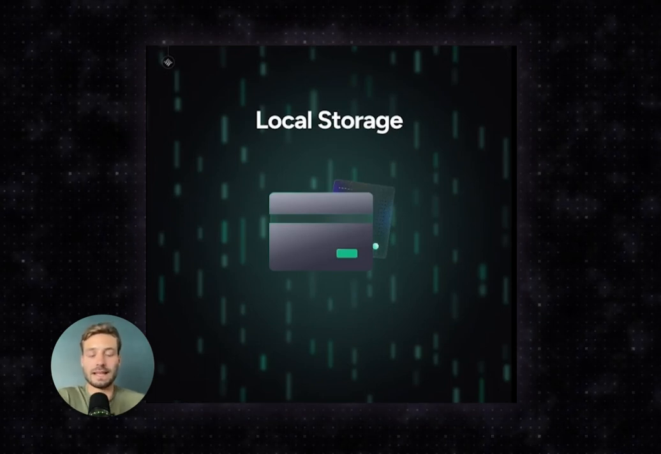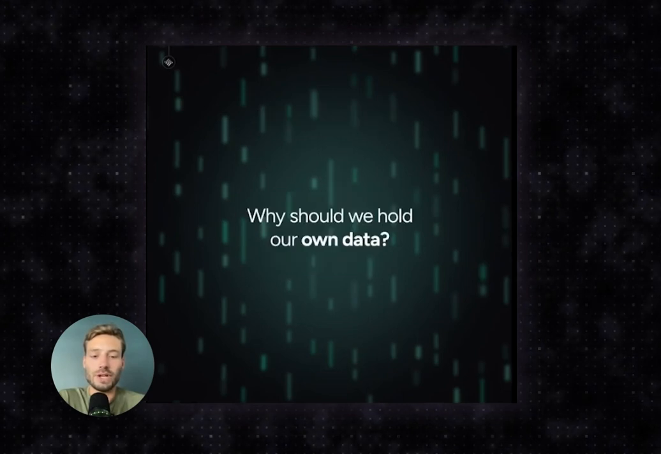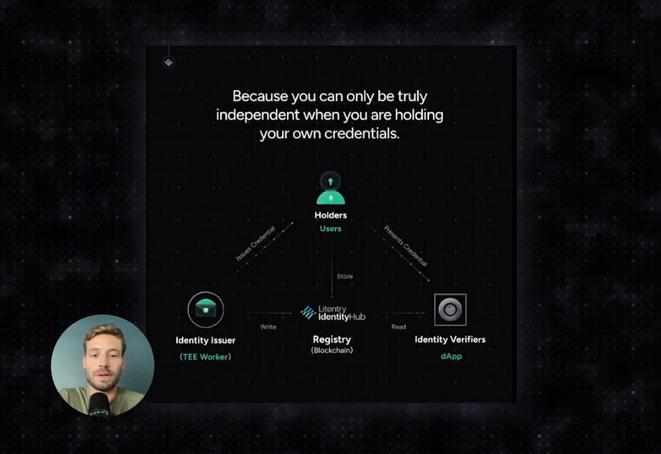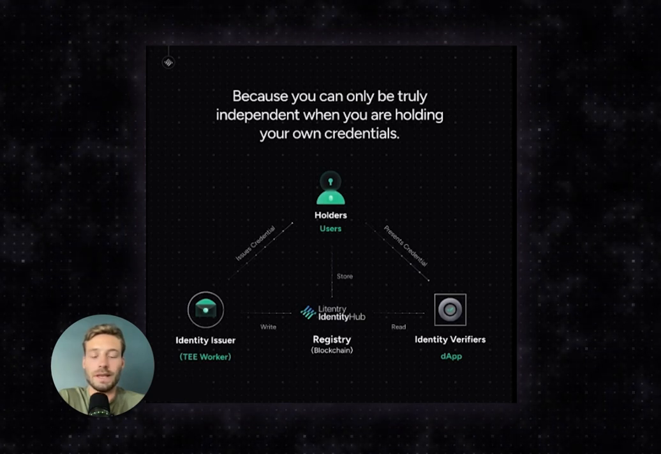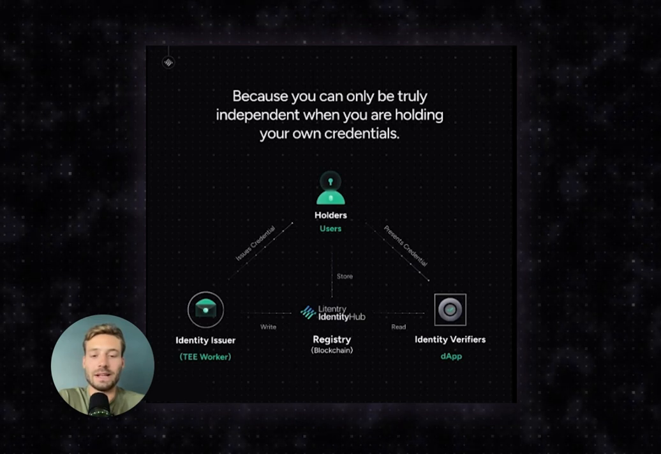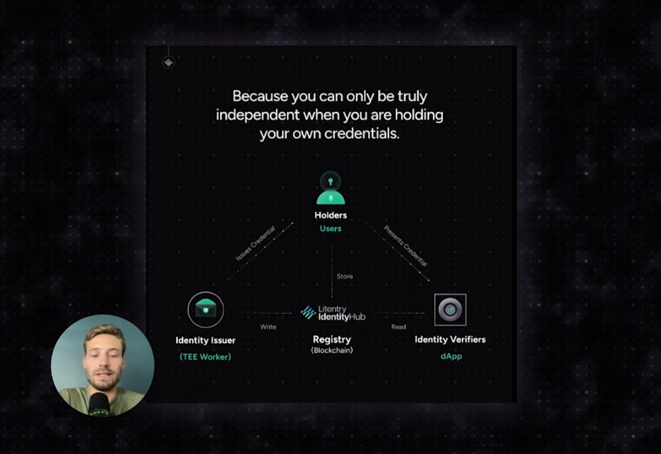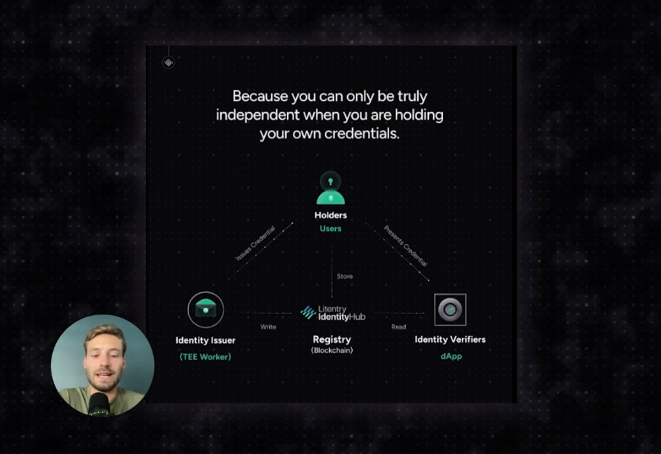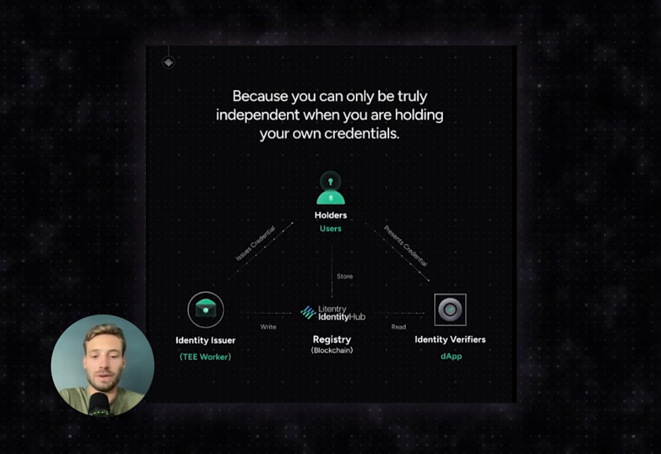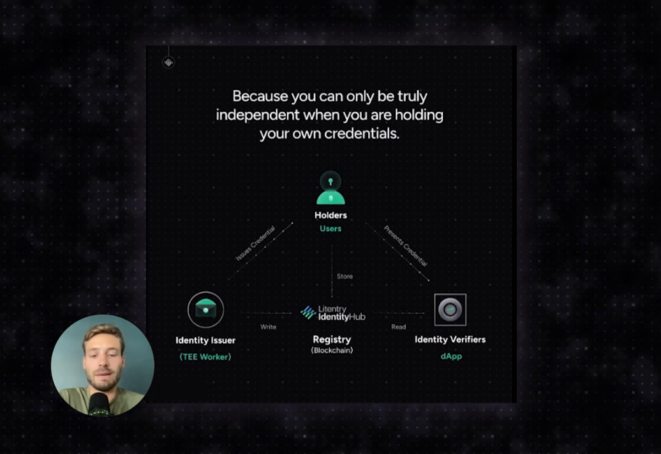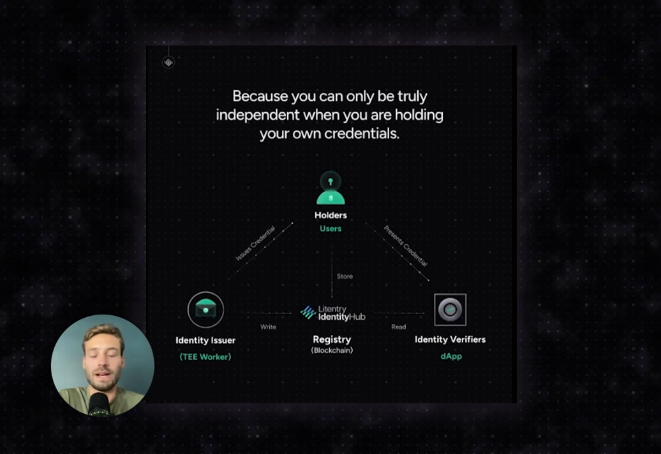Now let's zoom into the last aspect of the technology stack, local storage. Why should we hold our own data? Because you can only be truly independent when you are holding your own credentials. In this case, Alice is storing her credentials in a wallet, which gives her the ability to present the credential to a dApp when she's logging in. The application can then read the blockchain to verify whether the credential is actually a credential that can be trusted. And Litentry is the one who is enabling this whole process by issuing credentials according to the wishes of Alice and writing them to the blockchain.